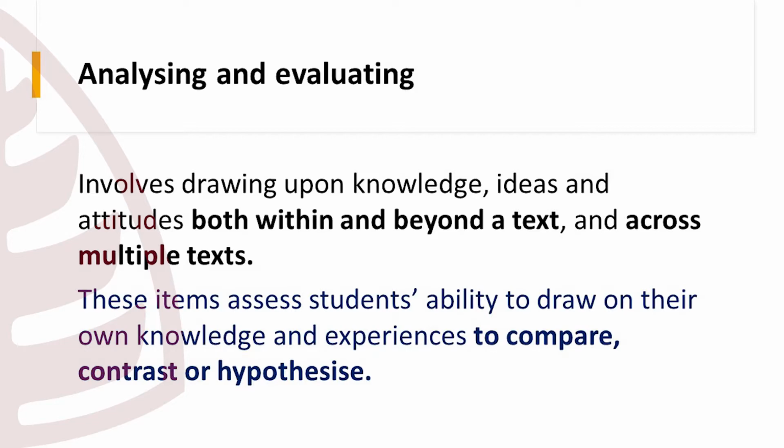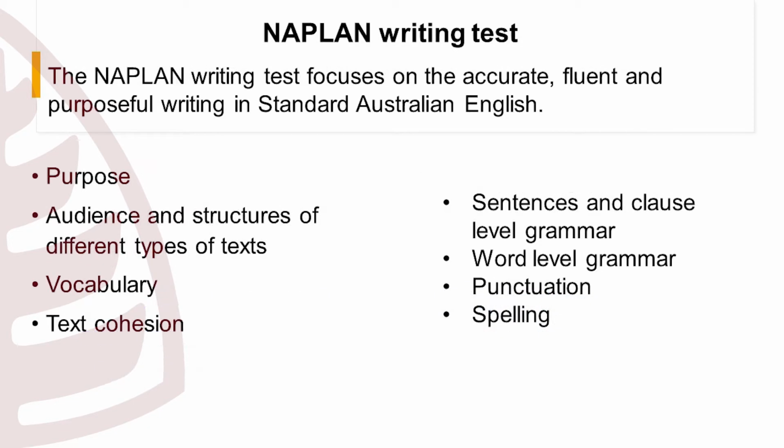The next skill is, of course, analyzing and evaluating. That's higher order thinking. It's a critical literacy element. And so students need to draw information from within a text, but also across multiple texts and outside of the text in order to be able to make meaning of what it is that they're reading, or to address a particular concept or a particular problem that they have been asked to solve.